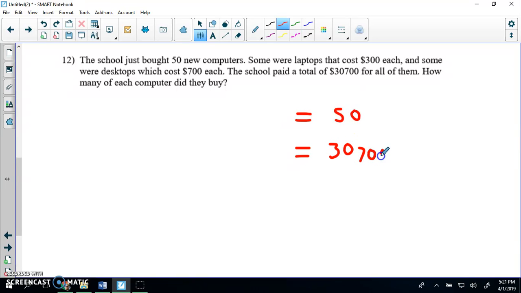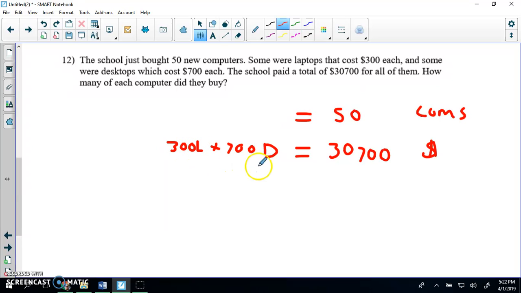This once again is dealing with money down here. And this deals with computers. All right, I got 1 minute left. I can see if I can do this. So the money, I know 300 for a laptop. So I'm going to go 300 L's plus 700 for a desktop. I'm going to go D's. That should give me all that.